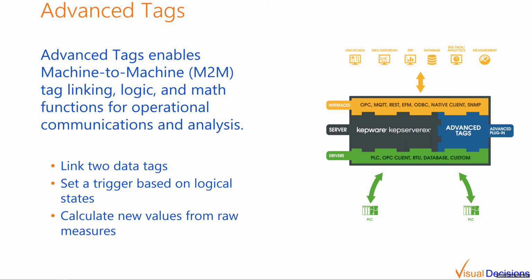So I can execute that math or logic or analysis at the connectivity platform level to bring the data closer to the source. And the advanced tags support 6 predefined tags: link tag, derived tag, average, complex, or maximum and minimum.